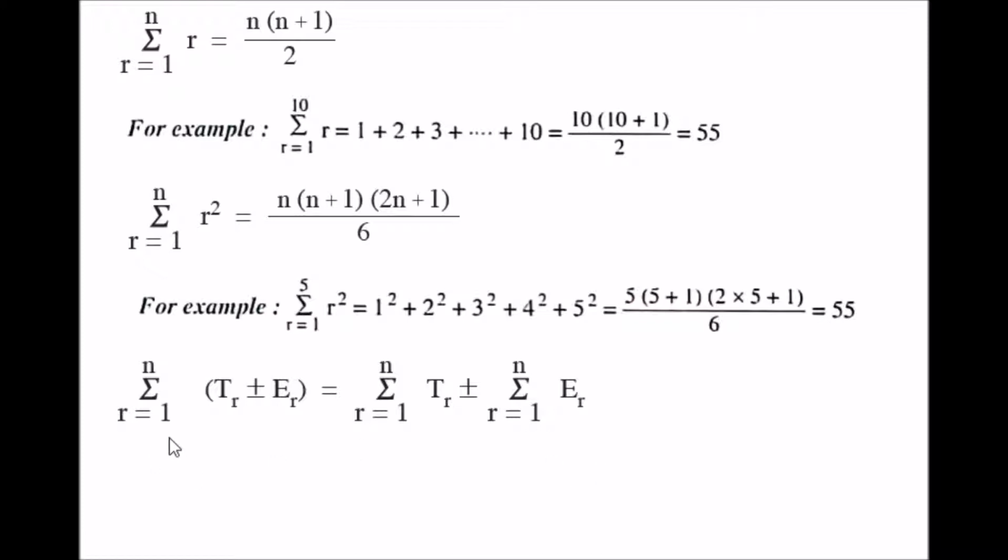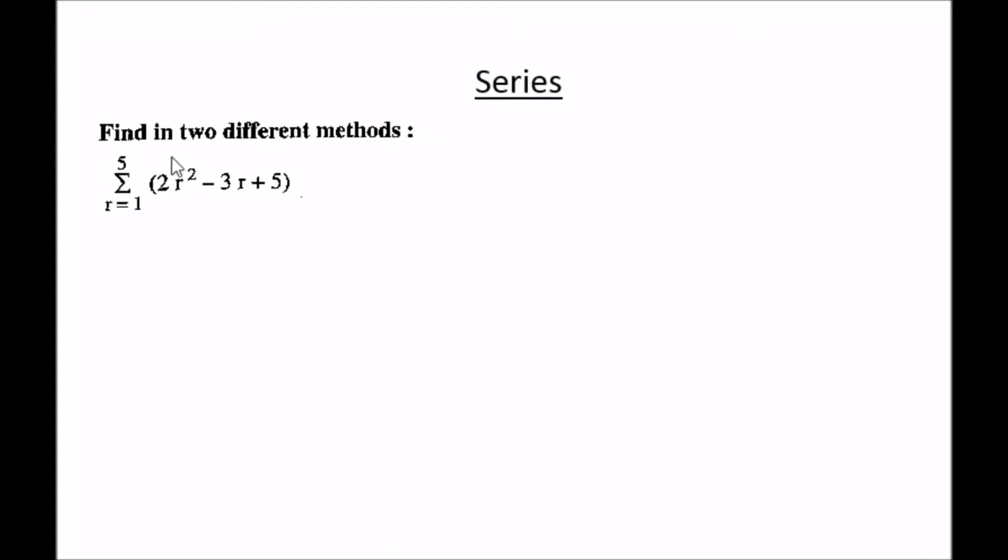So sigma from r equals 1 to n of t_r plus or minus e_r equals sigma from r equals 1 to n of t_r plus or minus sigma from r equals 1 to n of e_r. Example: find by two different methods sigma from r equals 1 to 5 of 2r squared minus 3r plus 5.